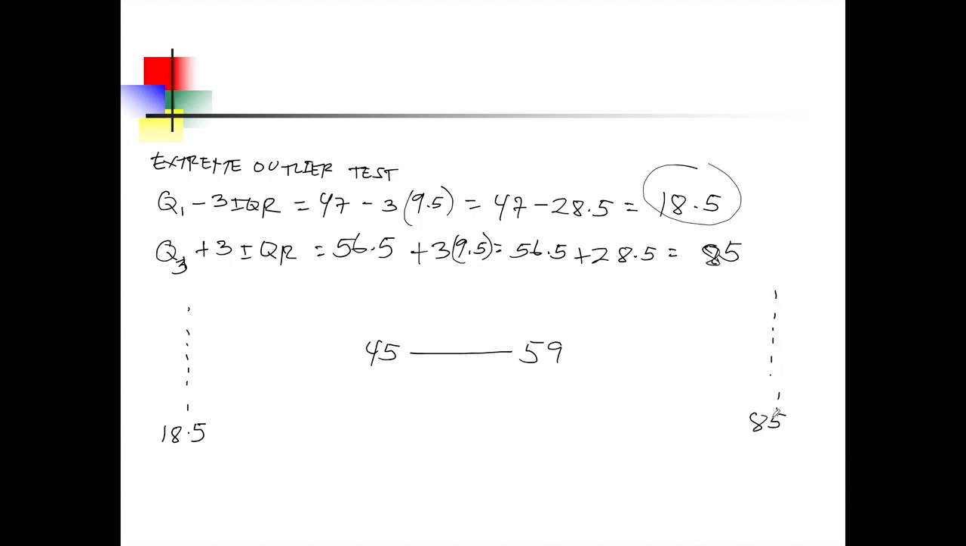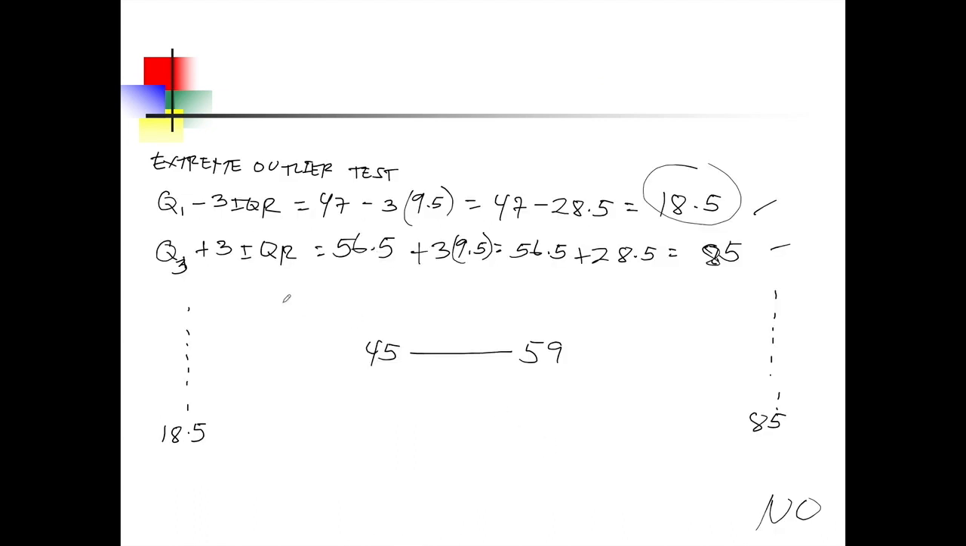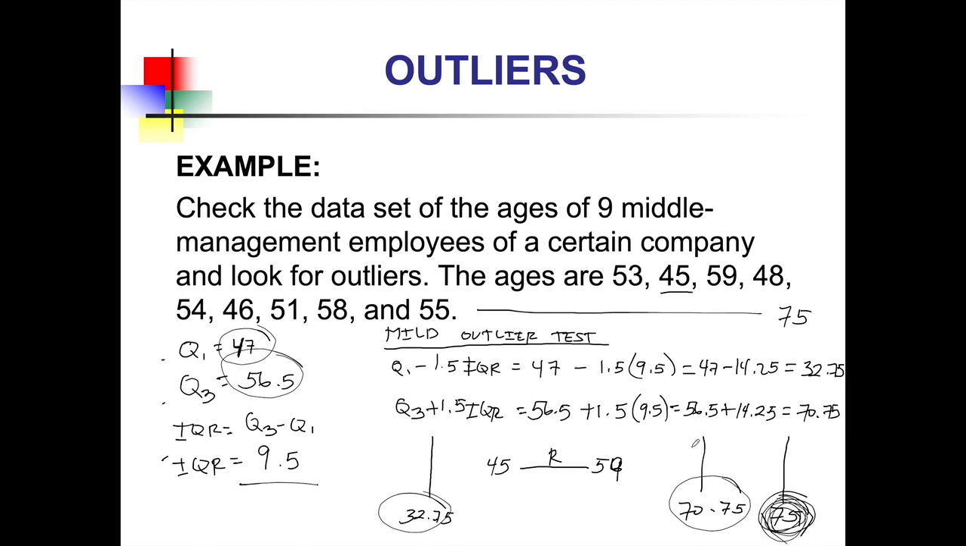This is 85. Meaning to say, if the data set is between the lower and upper limit of our extreme outlier test, therefore, there is no outlier. Now, I hope you get it. So, as you can see, our extreme outlier test values have a greater range compared to our mild outlier test. For the mild outlier, we only have 32.75, and this is the place where 32.75 is, and 70.75.